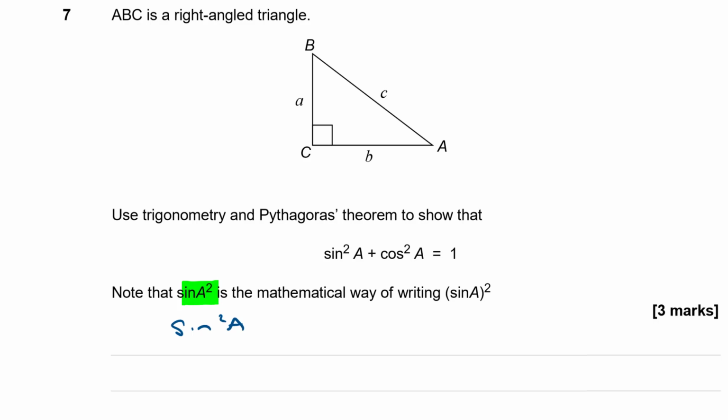Right, so this is actually quite a famous result. Sine squared A plus cos squared A equals 1. It's something that you start using at A level. And we need to use trigonometry and Pythagoras theorem to prove it. Okay, that's an interesting question. So how are we going to go and do that then?